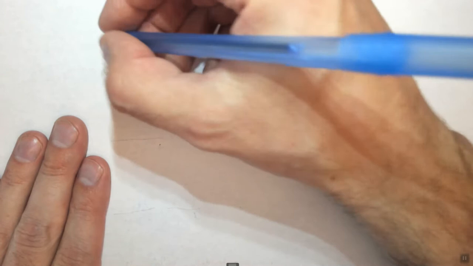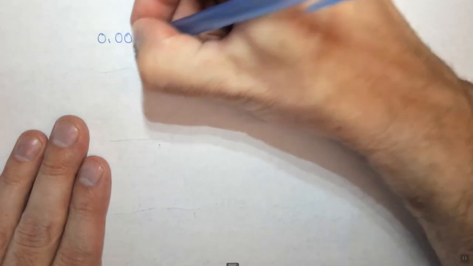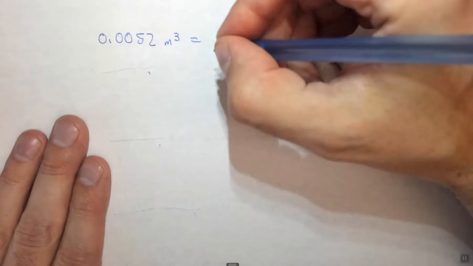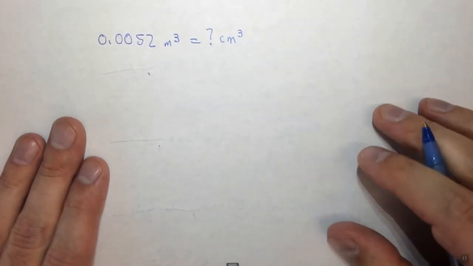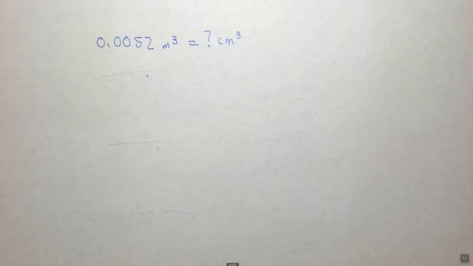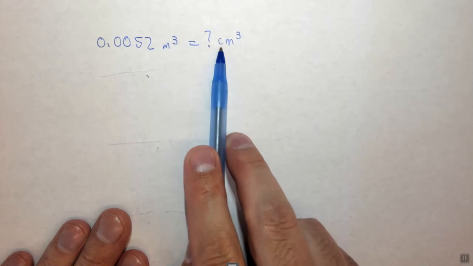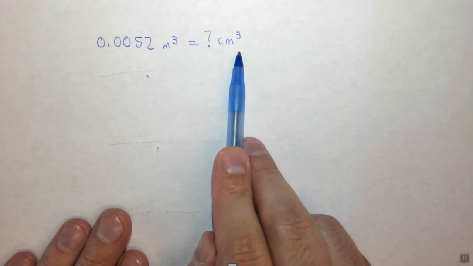I would like to go over another example. So I just flip my paper over here of a different type of compound unit. Let's look at 0.0052 meters cubed. And I want to know how many cc's or centimeters cubed is this number of meters cubed. Chances are we don't know the relationship between meters cubed and centimeters cubed, but that's okay because we know the relationship between meters and centimeters. So let's start with that.